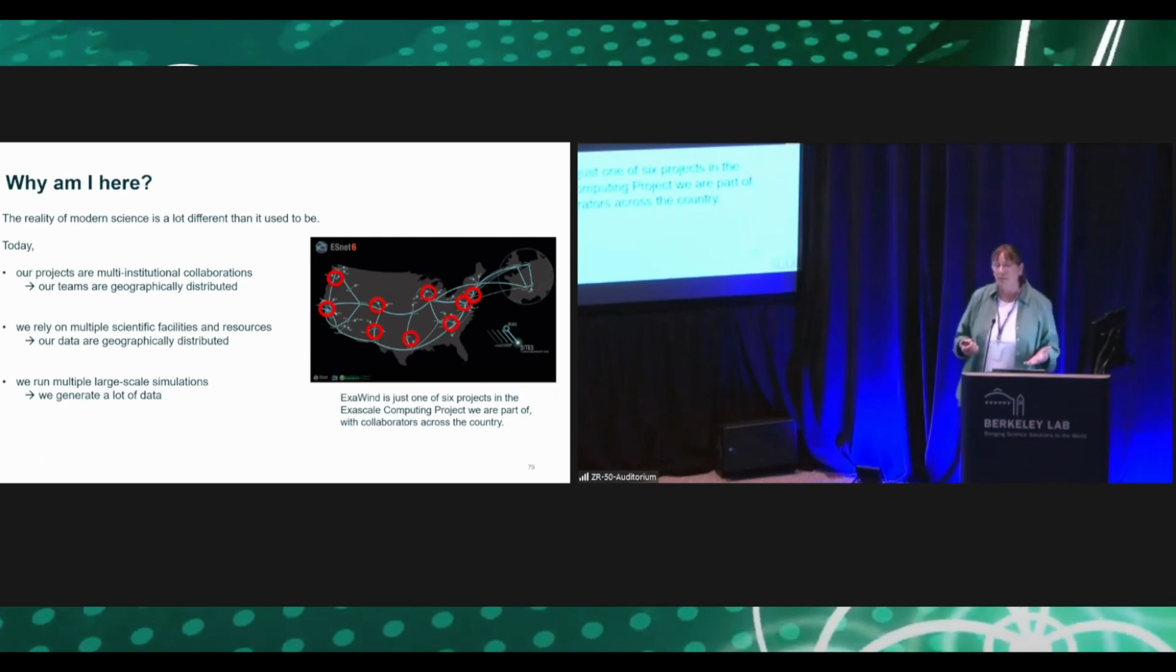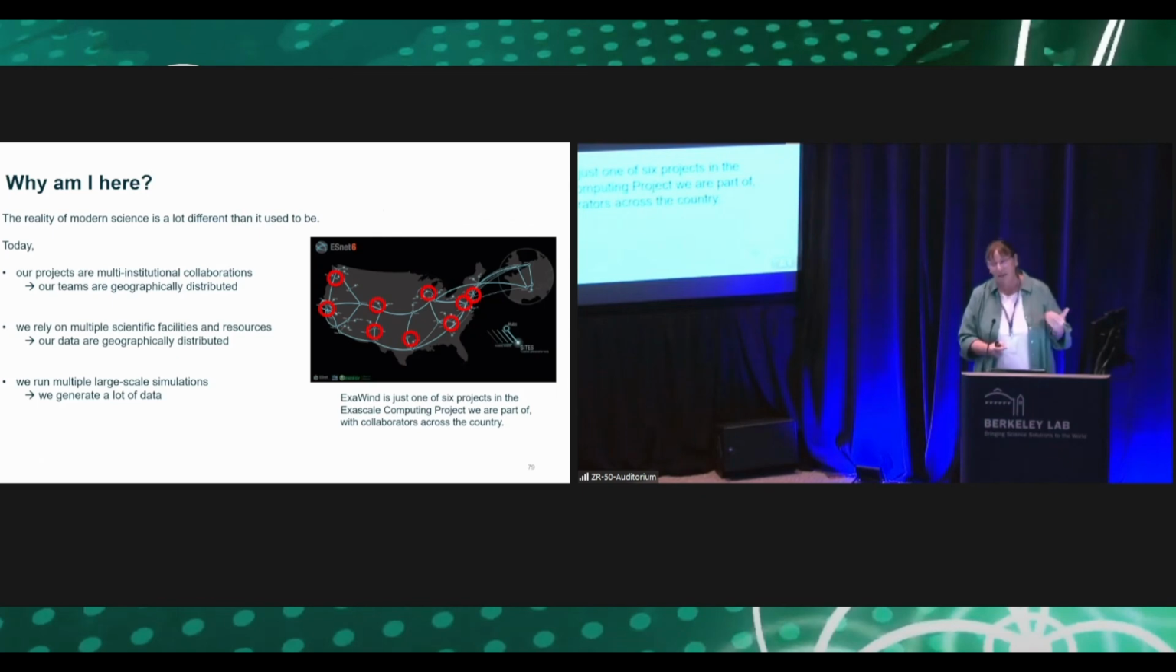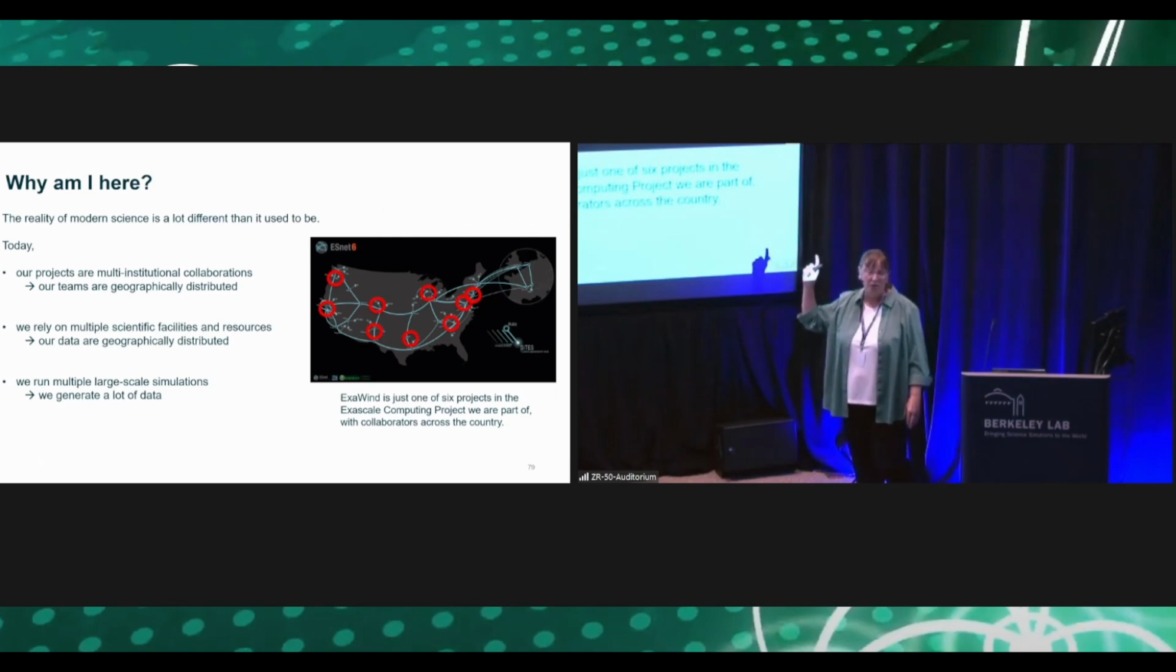And we run more than one simulation. I've shown you the one that was the state of the art right now, but we are doing multiple simulations. We're always validating, we're always improving. We generate a lot of data. So I grabbed the ESnet map here. ExaWind is one of many projects in the ECP. I'm on 6 different ECP projects plus several other projects. The red circles are the locations of the people that I collaborate with, either daily, weekly, or at most monthly.